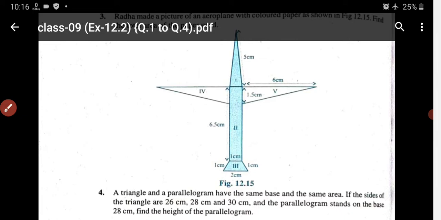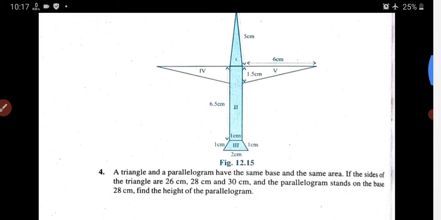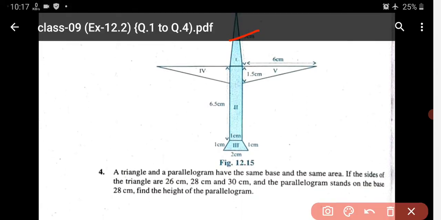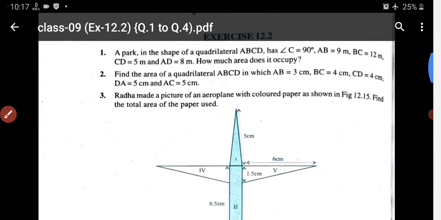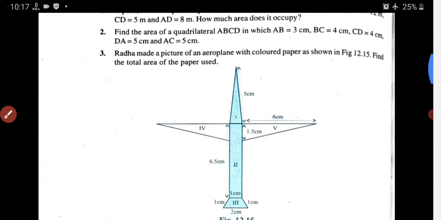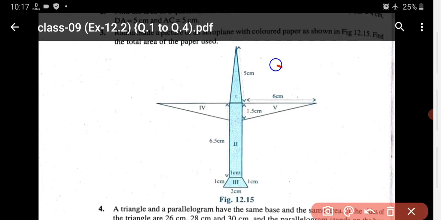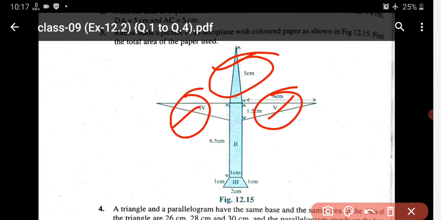So one girl, Radha, makes this aeroplane by using different paper. The first part is made from different paper, the second part from different paper, the third part, fourth part and fifth part are all made from different paper. Now they are asking to find the total area of the paper used. Total area means you have to find the area of the total figure. So this total figure is made up of which shapes? It is triangle, triangle, triangle. So it is made from three triangles: first triangle, second triangle, and third triangle.